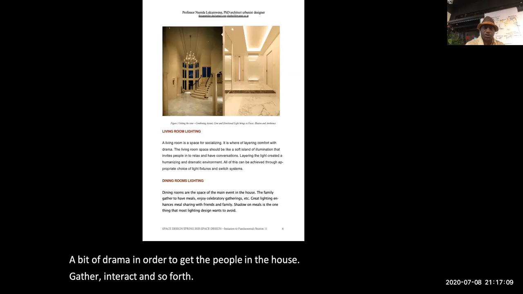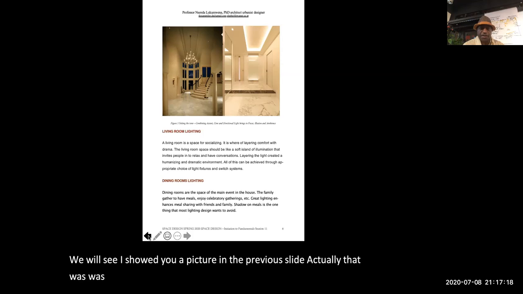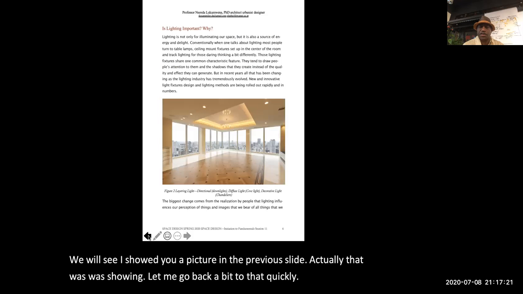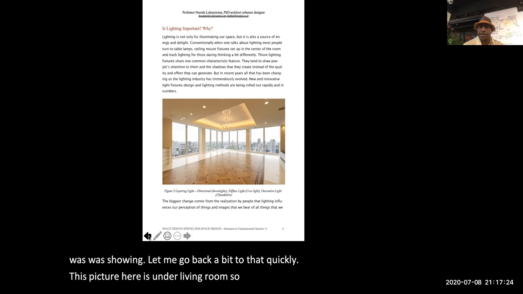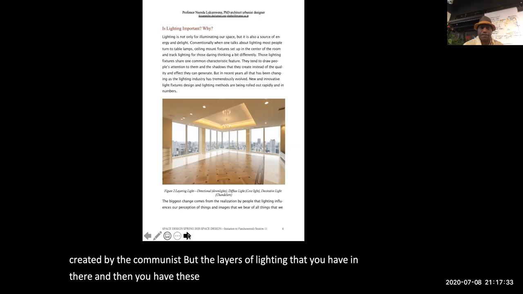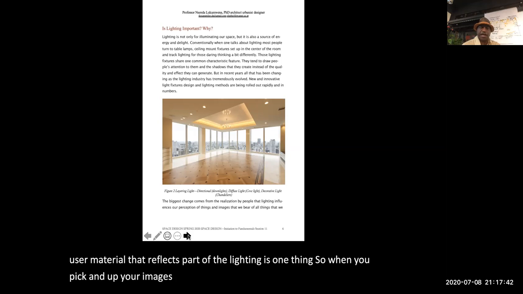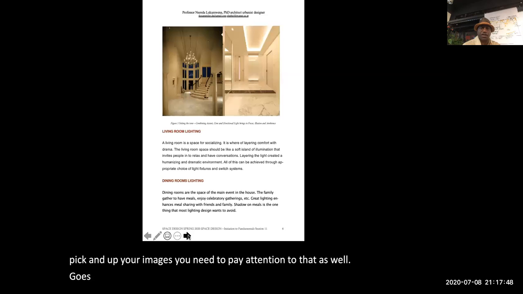I showed you a picture in the previous slide, actually. Let me go back a bit to that quickly. This picture here is in the living room. So you have this drama that is created by the combination, by the layers of lighting that you have in there. And then you have these three types of lighting in there. And the use of material that reflects part of the lighting is one thing. So when you're picking your images, you need to pay attention to that as well, because light speaks to the materials which make up the finishing of the house.